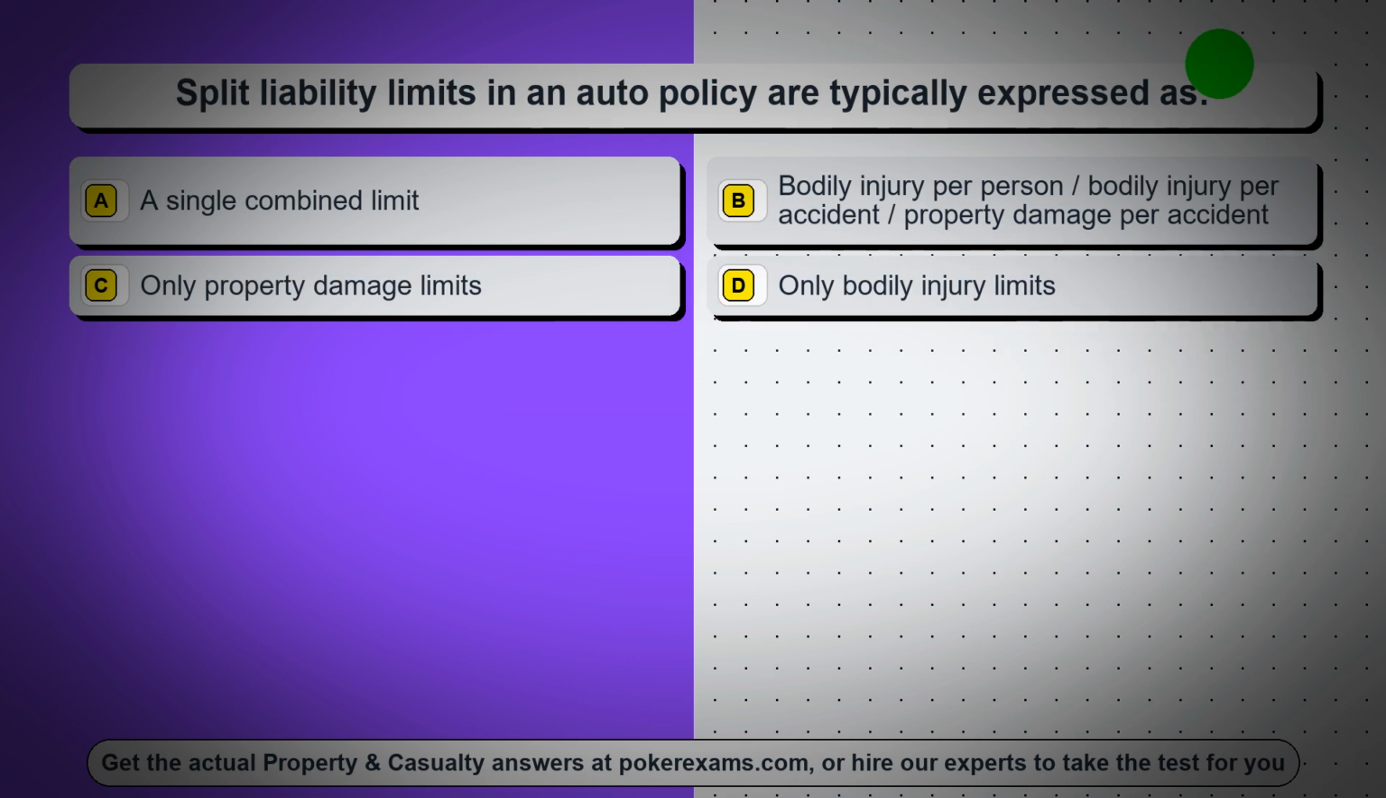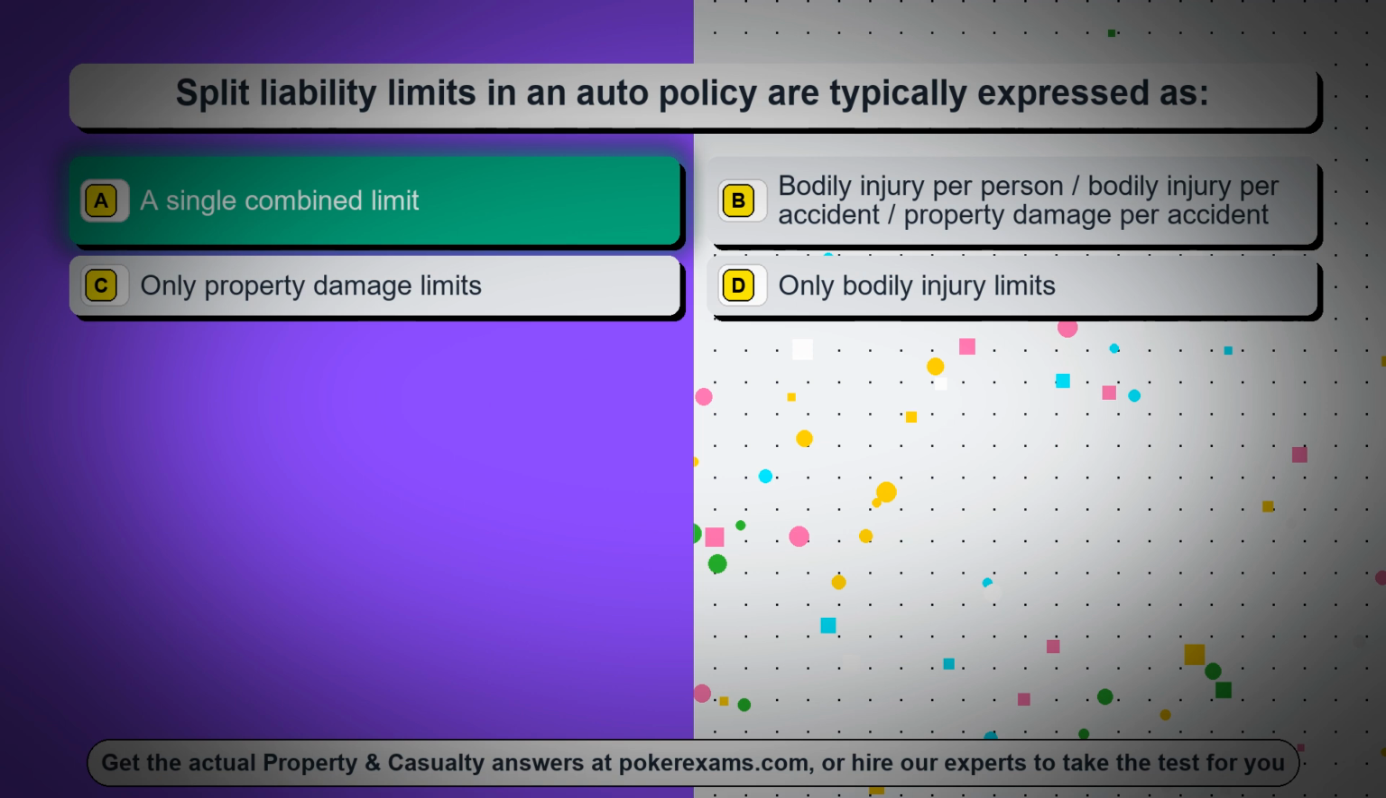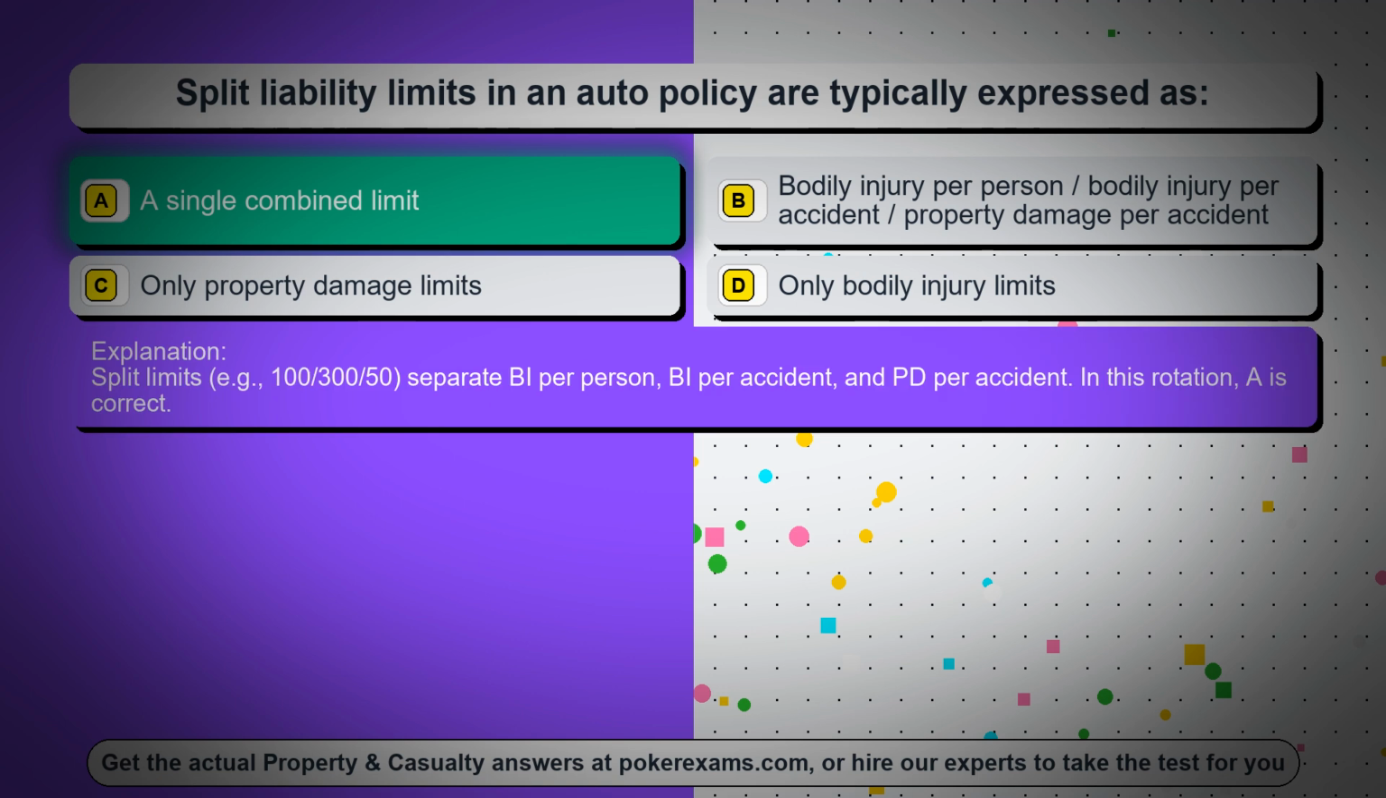Question 86. Split liability limits in an auto policy are typically expressed as: Option A, a single combined limit. Option B, bodily injury per person, bodily injury per accident, and property damage per accident. Option C, only property damage limits. Option D, only bodily injury limits. The correct answer is option A, a single combined limit. Split limits, for example 100/300/50, are separated by per person, per accident, and PD per accident. In this rotation, A is correct.